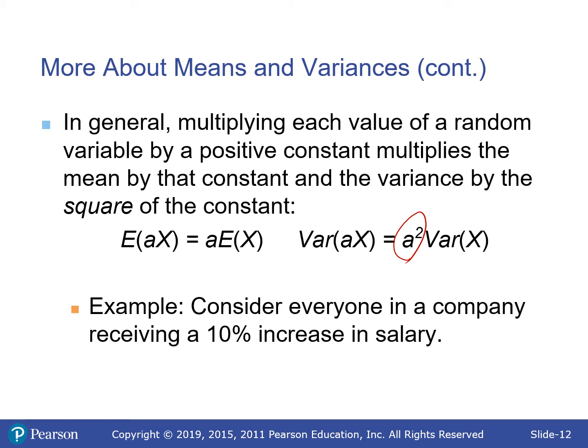Funny thing is, the standard deviation is the square root of the variance. Well, when we take the square root of this, the a squared just becomes a, and the square root of the variance is a standard deviation. So when you multiply by a number, if we multiplied by 2, the standard deviation would just be 2 times whatever it was.